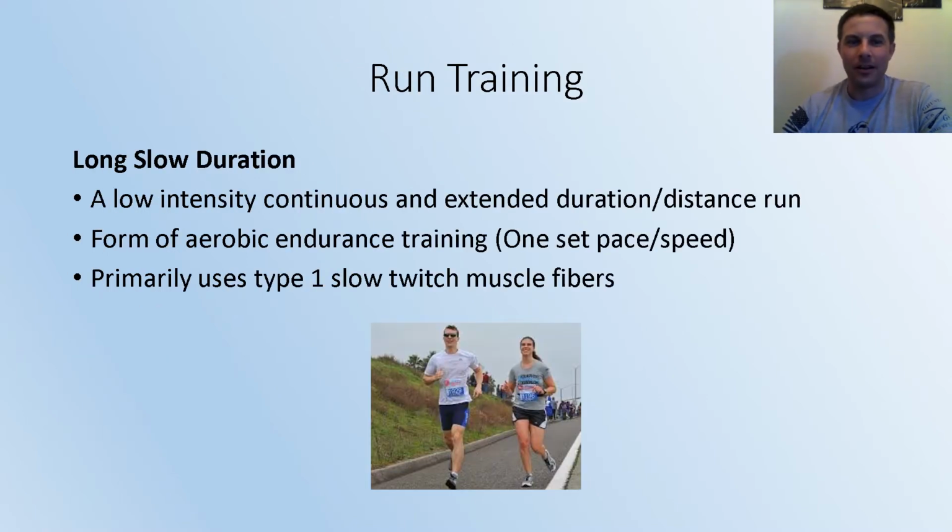One type of training is long, slow duration, or LSD, a low intensity, continuous, extended duration distance running. The form is aerobic endurance training, one set base, one set speed, primarily used for type 1 slow twitch muscle fibers.